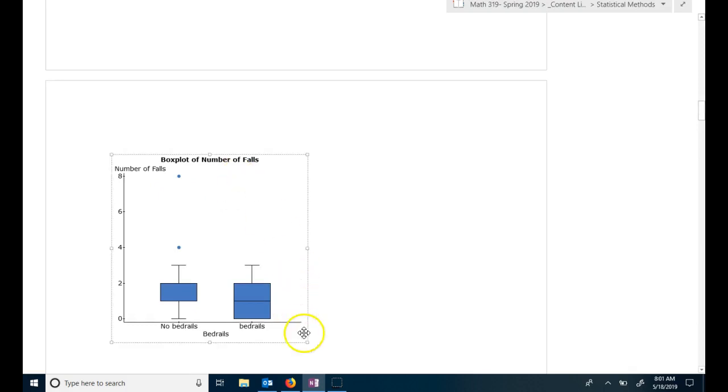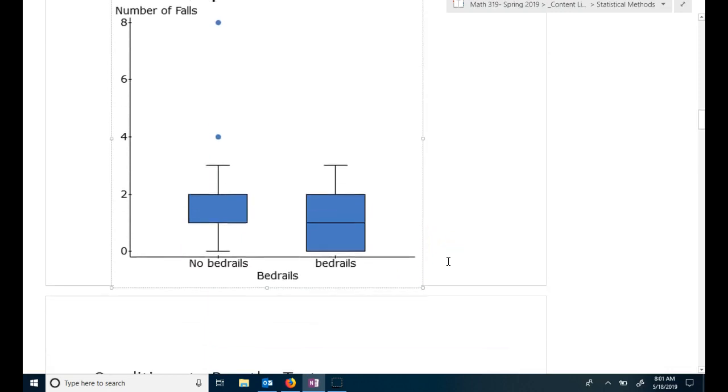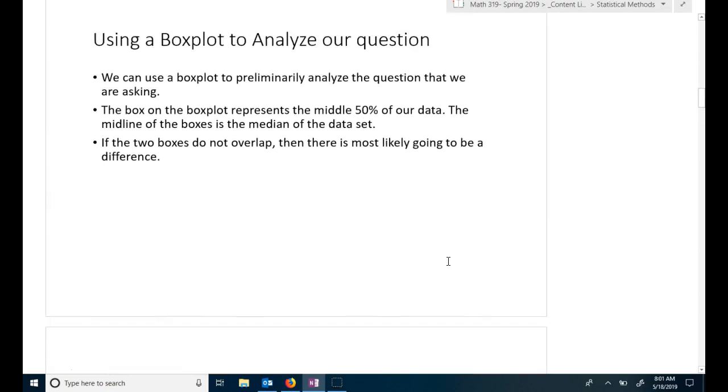Actually, it turns out we can just utilize the picture by right-clicking. All right, and so there's my box plot. All right, so let's take a look here.